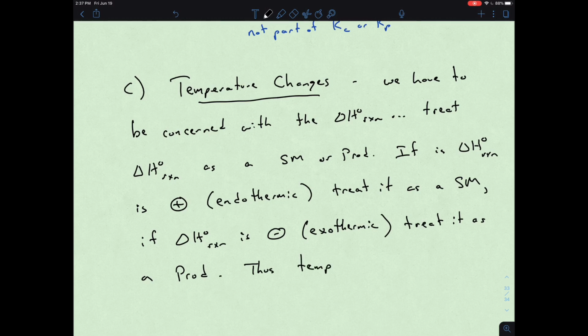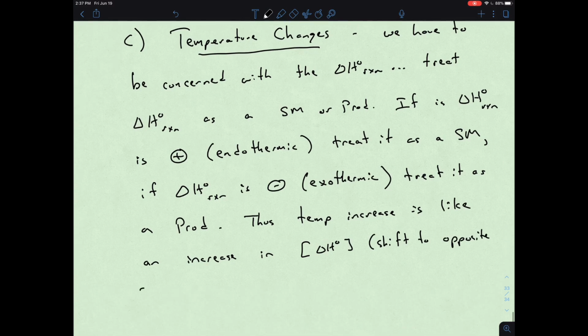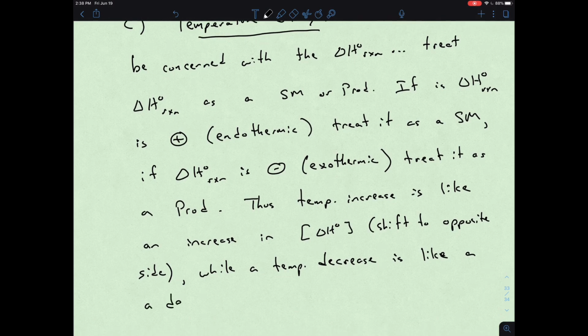Thus, temperature increase is like an increase in concentration of delta H. So we have a shift to the opposite side, while then a temperature decrease, right now going the other way, is like a decrease in that concentration of delta H. And so now we shift to the same side.